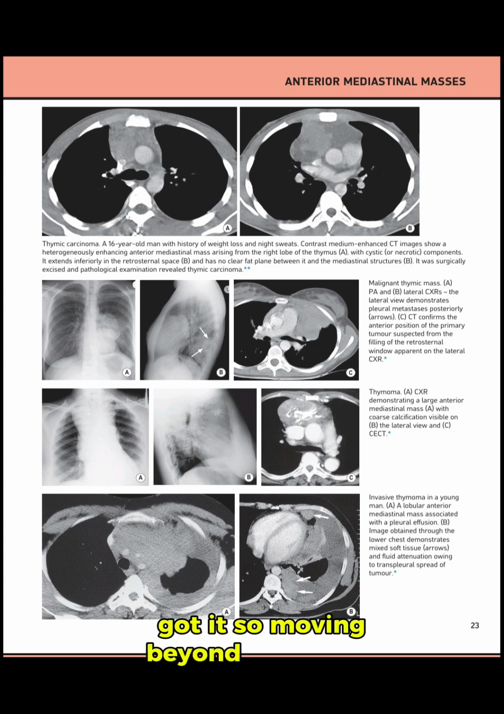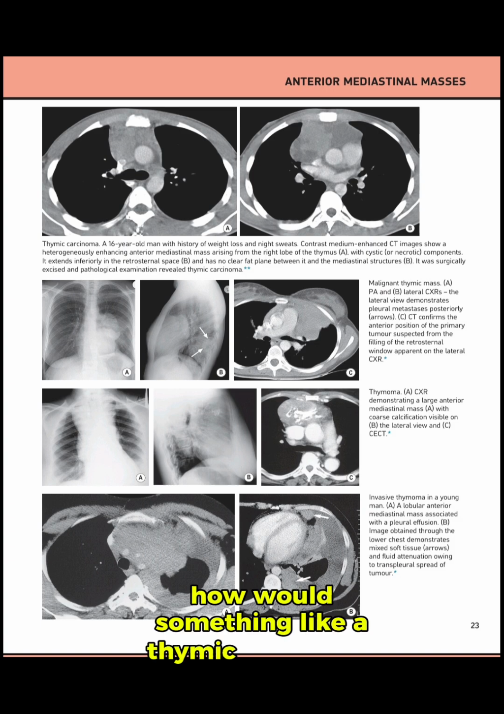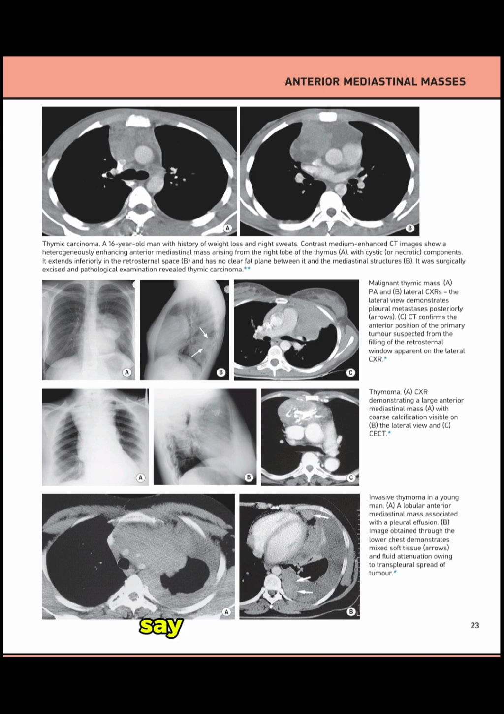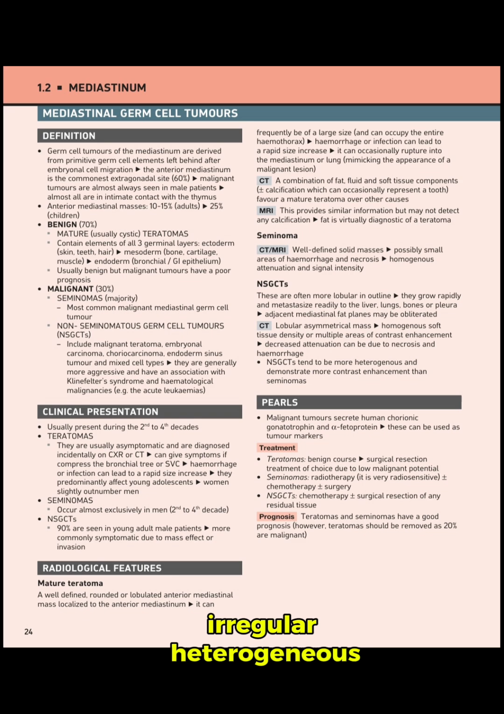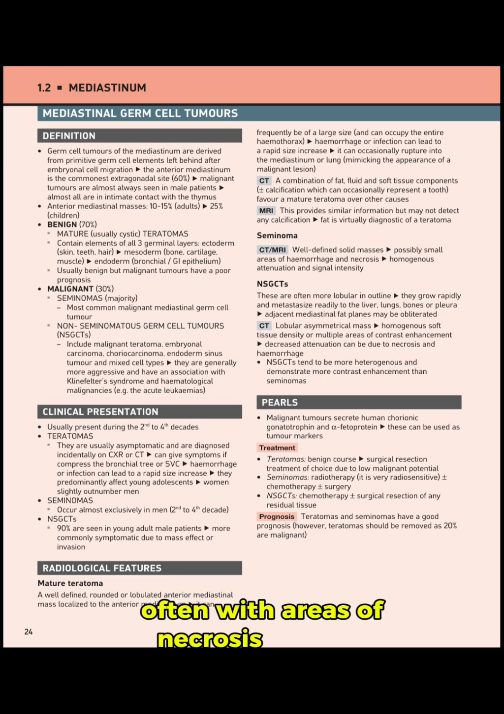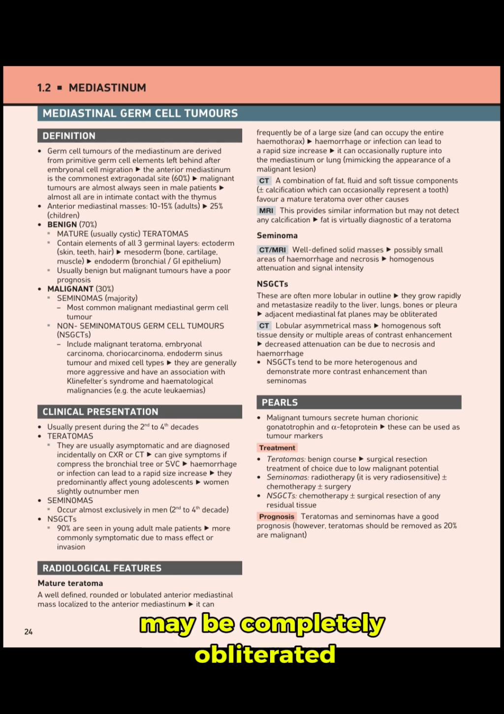Got it. So moving beyond thymomas, let's touch on other thymic and germ cell tumors. How would something like a thymic carcinoma differ from, say, a thymolipoma on imaging? Big difference there. A thymic carcinoma on CT is usually nasty-looking: large, irregular, heterogeneous, often with areas of necrosis, or dead tissue, and calcification. The fat planes between it and nearby structures might be completely obliterated.